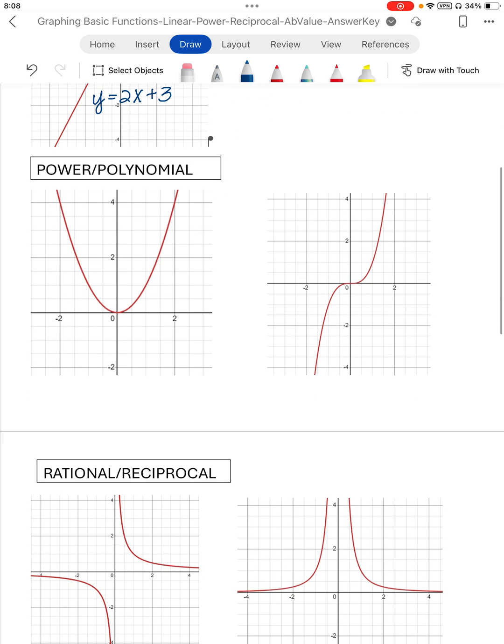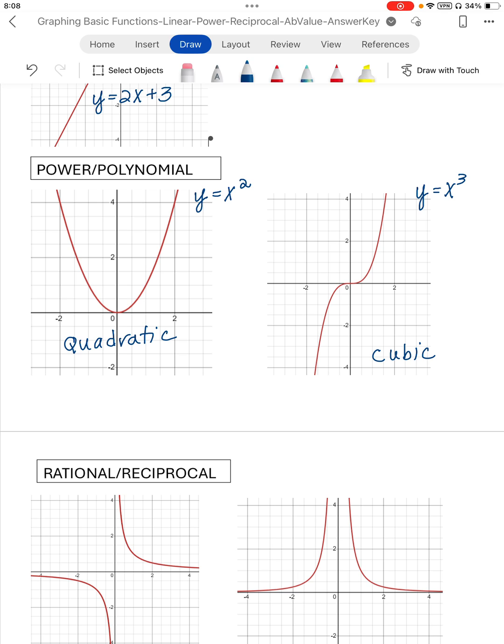Now, if you go down here, these are our power, or sometimes called polynomial graphs. And there's a lot of different versions of these, but the two that we will use the most will be y equals x squared, and this is what we call a quadratic, and this one over here is y equals x cubed, and we call this one a cubic.